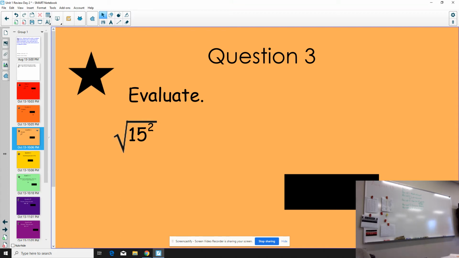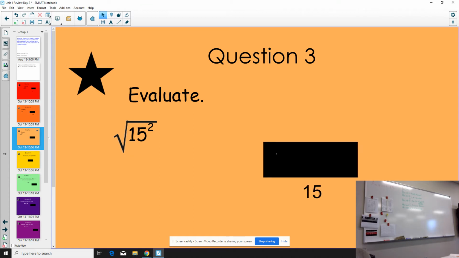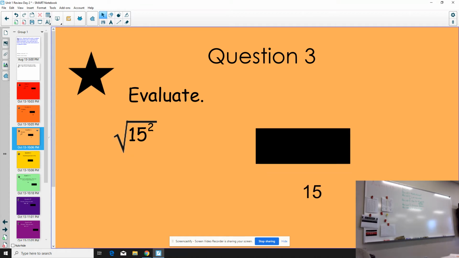Okay, number 3, write your answer. Okay, the square root of 15 squared is just 15. The reason it's 15 is because when you square a number and then take the square root, you just get the same number back. They undo each other. They're inverse operations. You could work it out. 15 times 15 is 225.